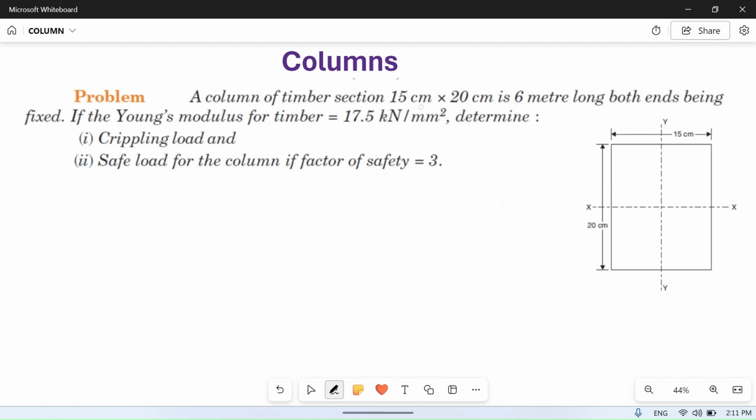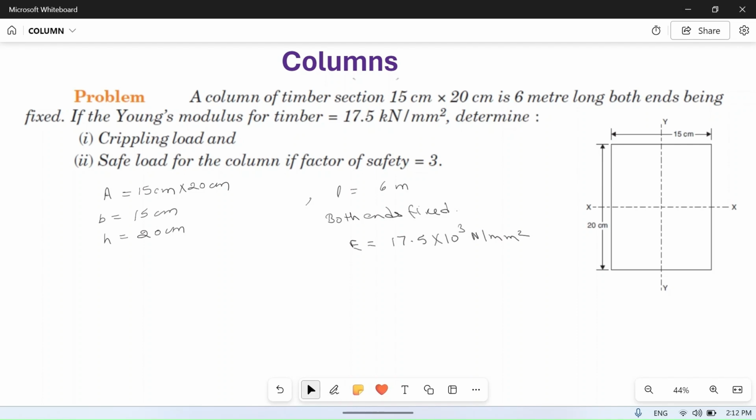A column of timber section 15 centimeter into 20 centimeter is 6 meter long. So it is given that the width is equal to 15 centimeter, the height is equal to 20 centimeter, and the length is 6 meter. Both ends are fixed, so this is the important thing. Young's modulus of elasticity E of timber is 17.5 kilonewton, meaning 10 to the power 3 Newton per mm square. Determine the crippling load and safe load of the column.